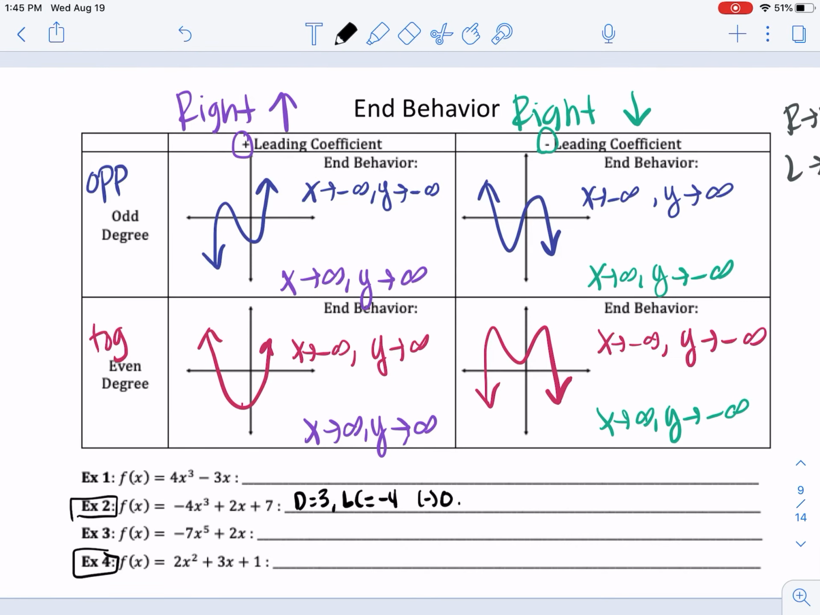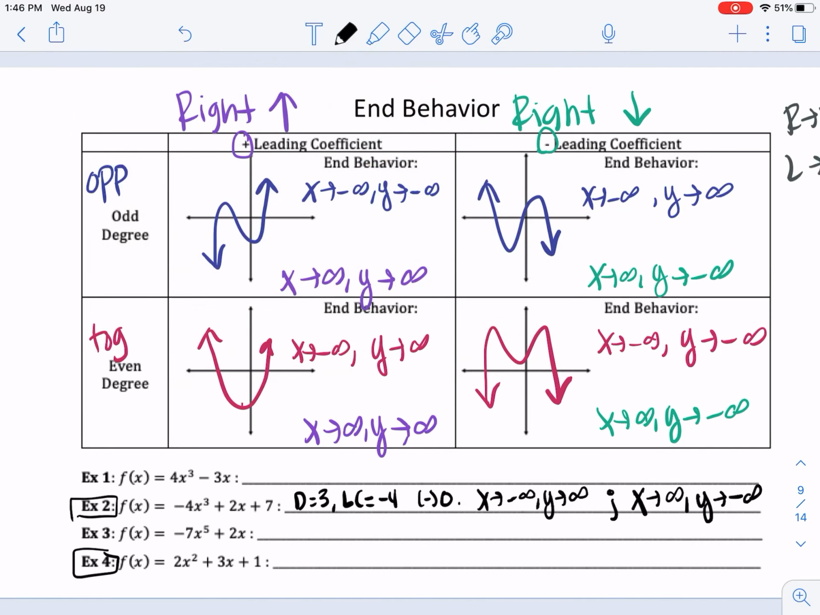If I start by writing this out, negative odd, I always like to start with the right-hand side because I know that if it's negative, then my right-hand side is going down. And then because it's odd, it means that my left-hand side's doing the opposite. And so you should see a negative odd, negative odd. This is a negative odd. It should match as x goes to negative infinity, y goes to infinity. As x goes to infinity, y goes to negative infinity.